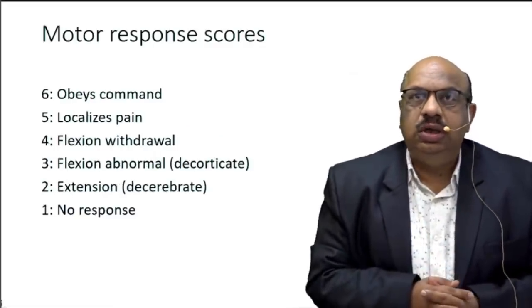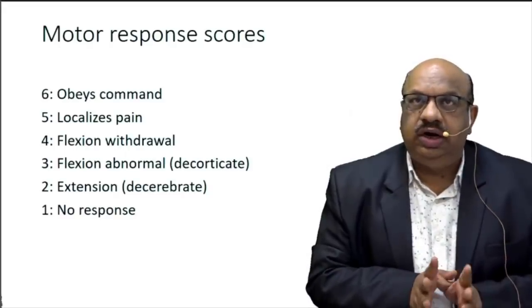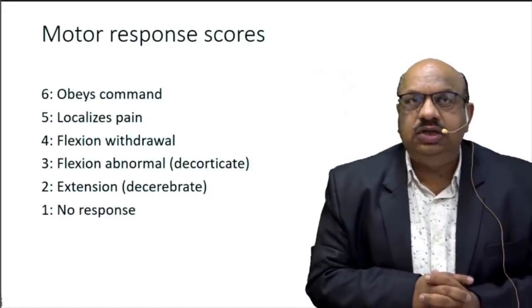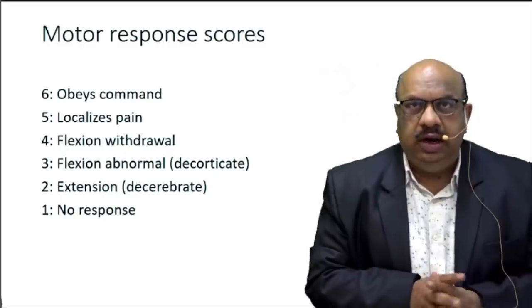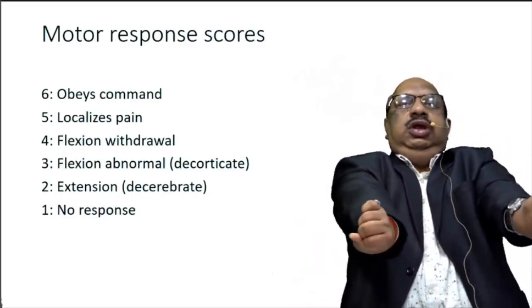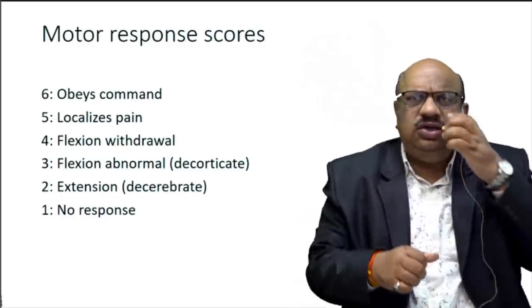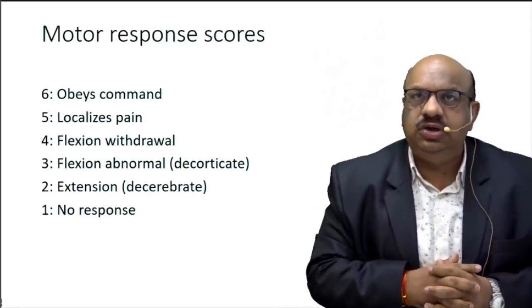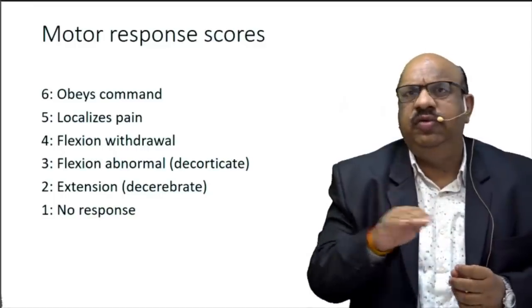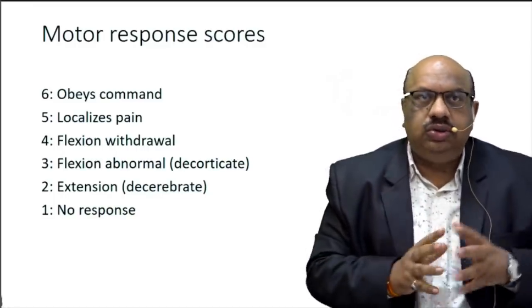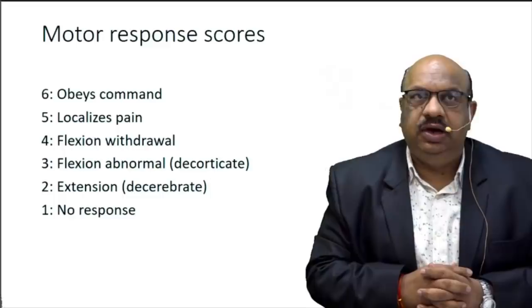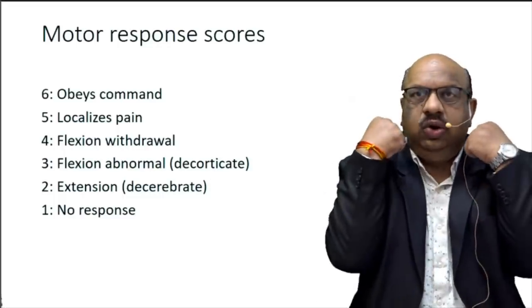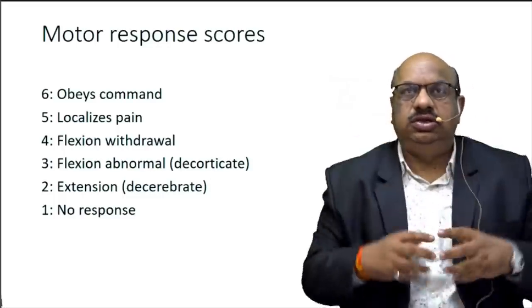Now motor response. 1 again is no response, no activity whatsoever. 2 is extension, decerebrate. The patient lies in an extension position. Extension simply means that there is a transection at the midbrain. The cortical inhibitory function is gone now. It's a complete transection at the midbrain or pontine level. So 2 is extension, that's called decerebrate. 3 is flexion, decorticate. The patient lies in a flexed state.